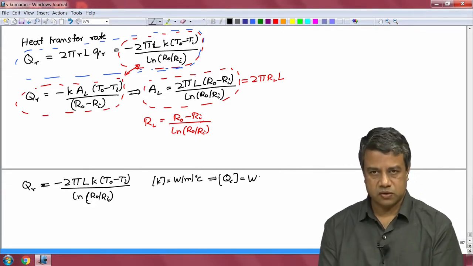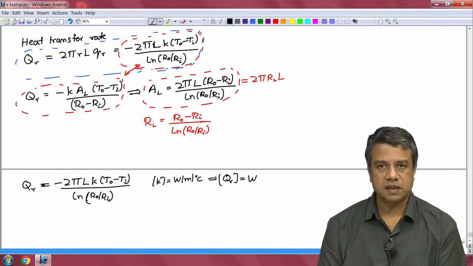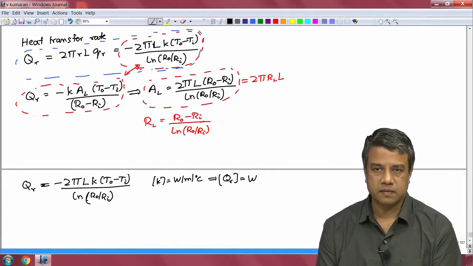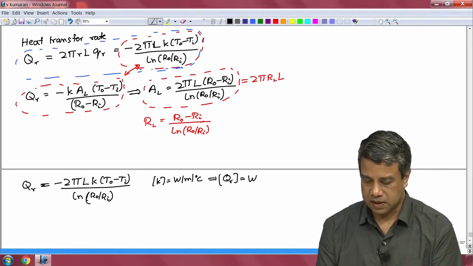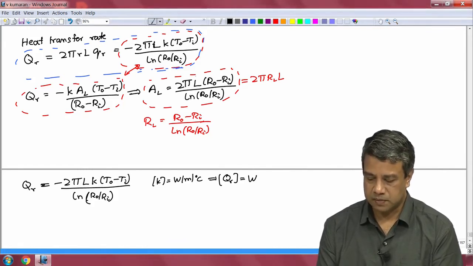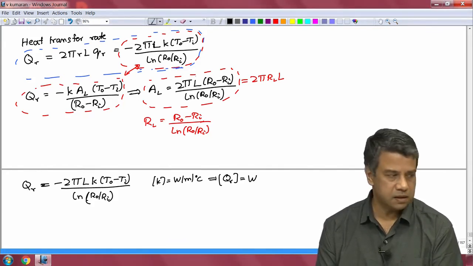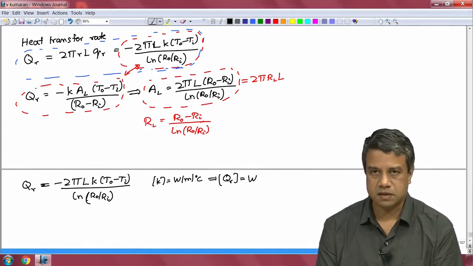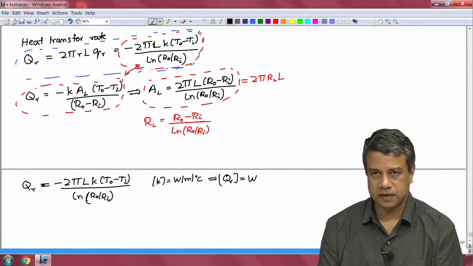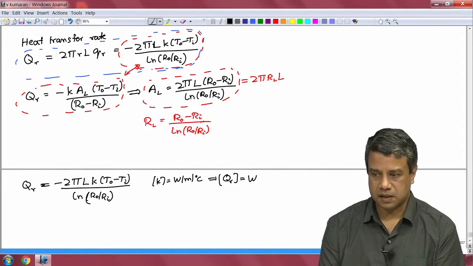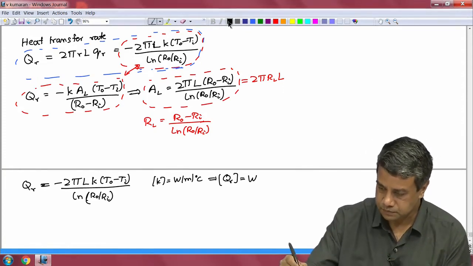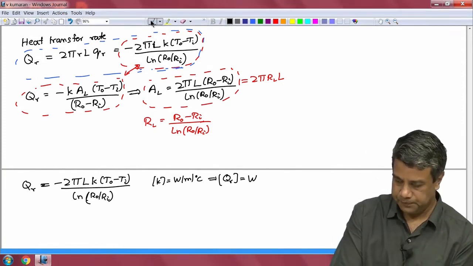As it should be, because Qr is an energy transfer rate, energy transferred per unit time. So, K multiplied by temperature multiplied by distance L. In the denominator, the log function is dimensionless. So, we get the correct dimensions.